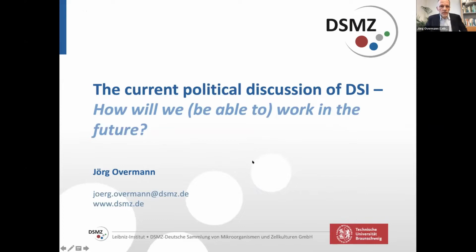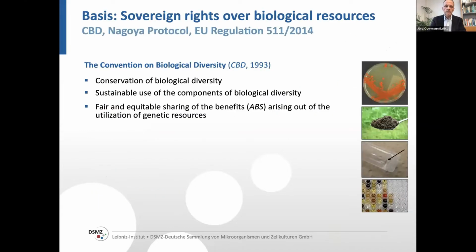So what we want to do today is refer to the current political discussion and raise some awareness of some frictions which arise from the two topics Amber just introduced: the NFDI and the European Open Science Cloud, for instance the FAIR data, and on the other hand, the current political discussions on the digital sequence information. And basically, for us scientists, the question is going to be, how will we be able to work in the future? Just for those who might, maybe also later, review this discussion, a very brief description of the basis.